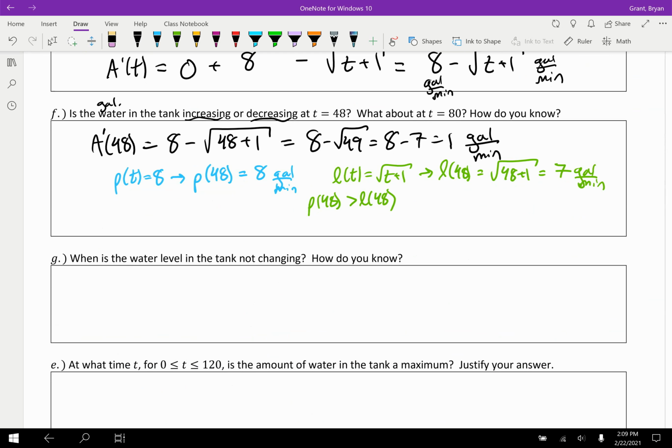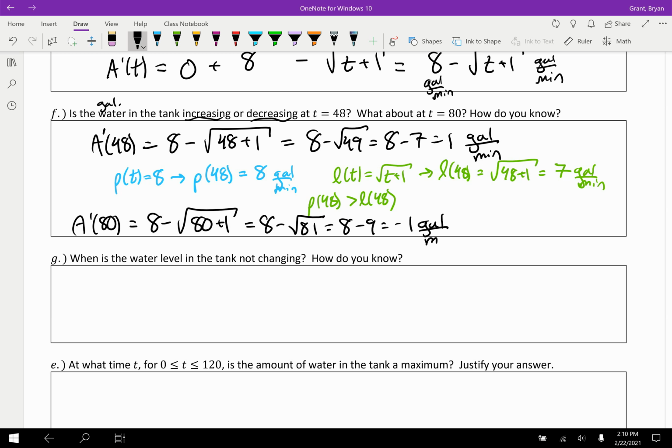All right, let's compare it. t equals 80. Okay, so same thing here. A prime of 80 equals 8 minus the square root of 80 plus 1. 8 minus the square root of 81, that's 8 minus 9, which is negative 1. Okay, same idea here. Because A prime is negative, the overall water in the tank is decreasing.